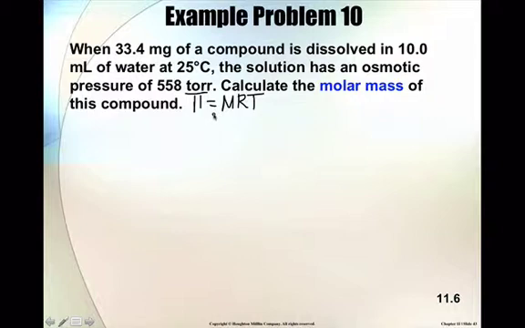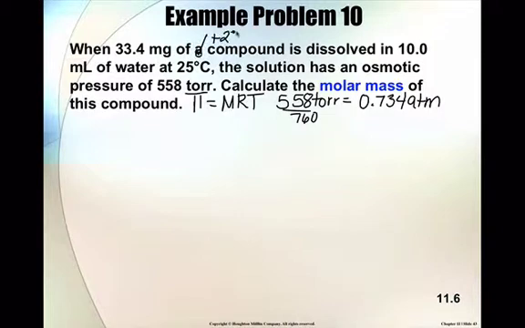They gave us the pressure in torr. So 558 torr, I need to convert that into atmospheres. Divide by 760, and when I do that I end up with 0.734 atm. So that will be my osmotic pressure, my pi. I don't know M, I know R, and then T I can calculate into Kelvin. Just add 273.